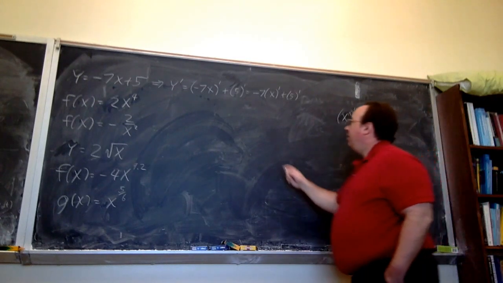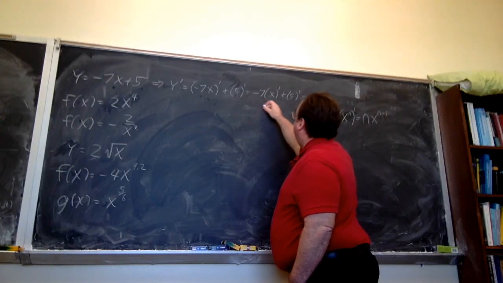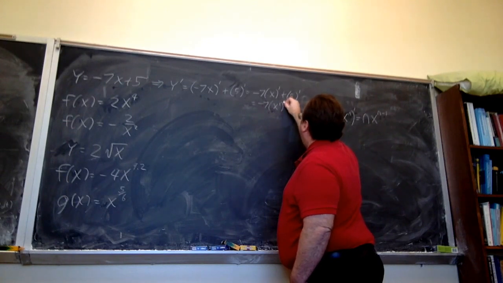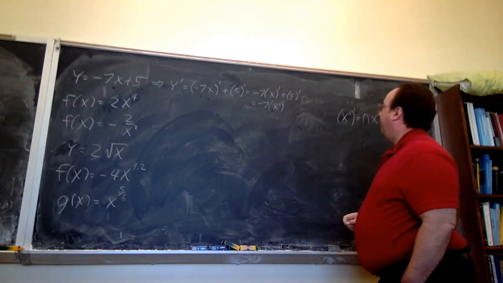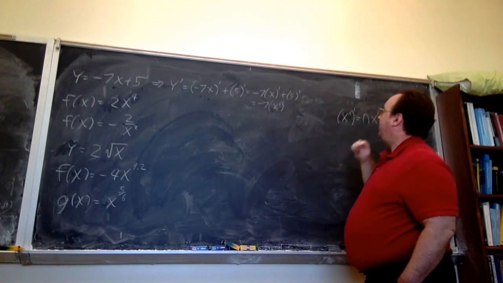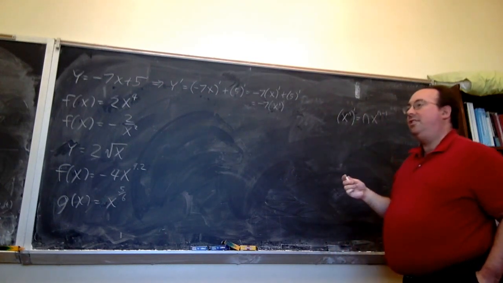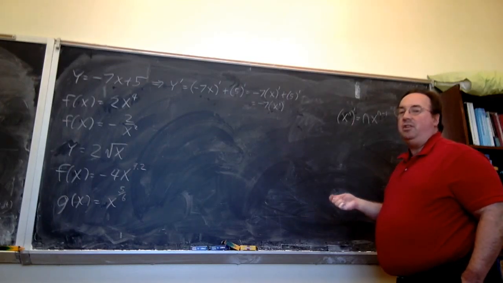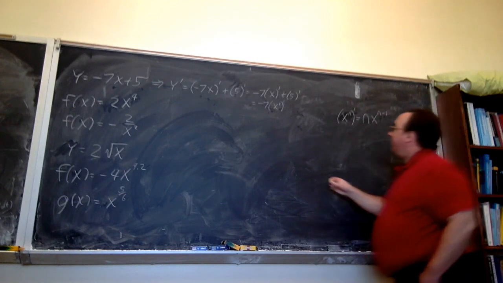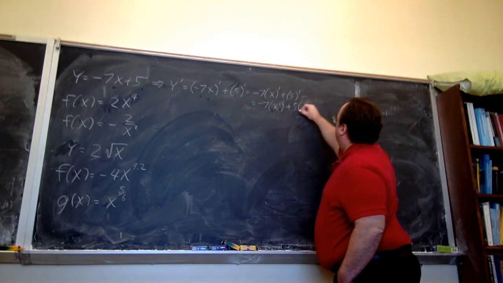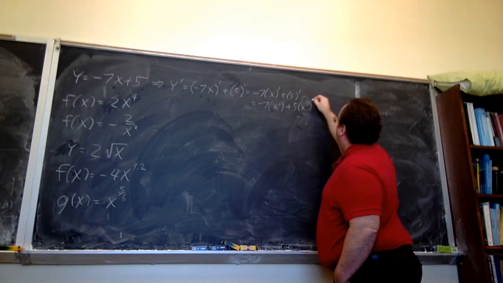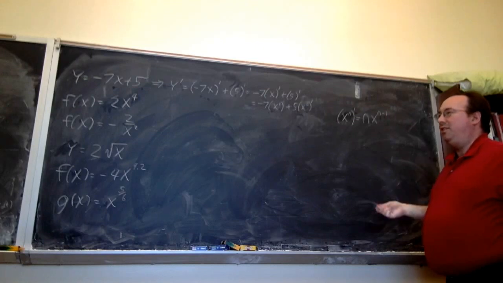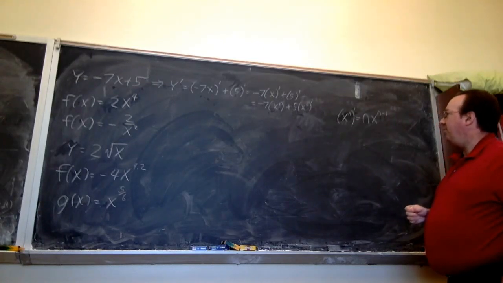Now here we just have x, but x is the same as x to the first. And then 5 is a constant. You can think of it, if you want, as 5 times x to the 0, because x to the 0 is equal to 1. I can write it that way. Now, I don't expect you to write it like this when you're working these things out. I'm just explaining where the answers come from.